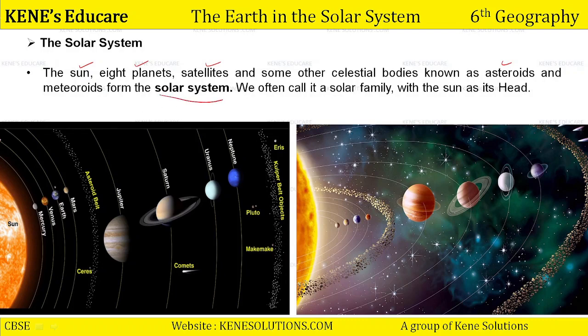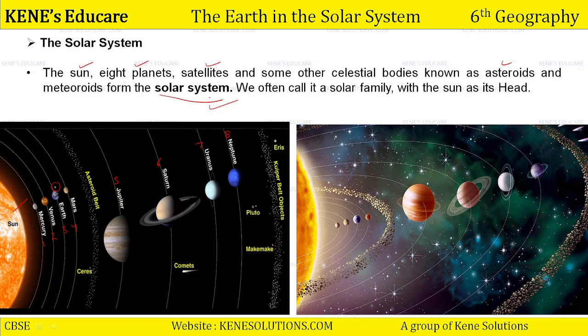As you can see here in the image, here is the sun, and the eight planets starting with Mercury, Venus, Earth, Mars, Jupiter, Saturn, Uranus and Neptune. These are the eight planets we have. Every planet has its natural satellites. Our Earth has one natural satellite, that is the moon. And there are other celestial bodies such as asteroids and meteoroids. You can see these asteroids in the asteroid belt, and there are comets and some meteoroids as well. They all form the solar system.